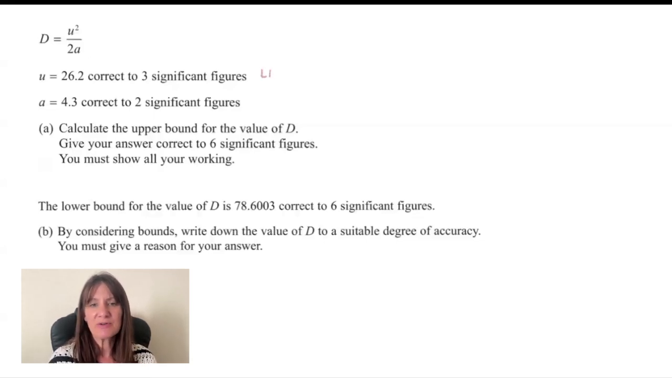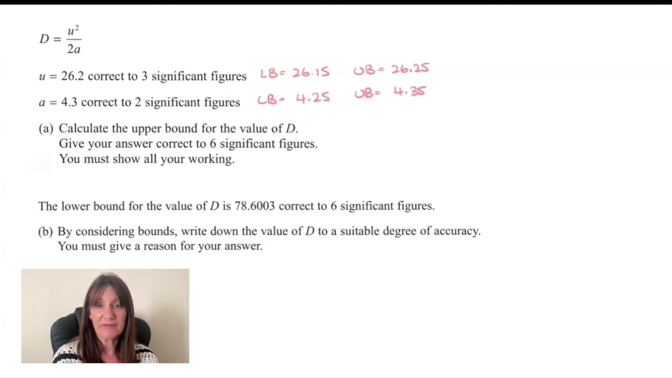So the lower bound for the first one is 26.15 and the upper bound is 26.25. For A, we have got the lower bound is 4.25 and the upper bound as 4.35.